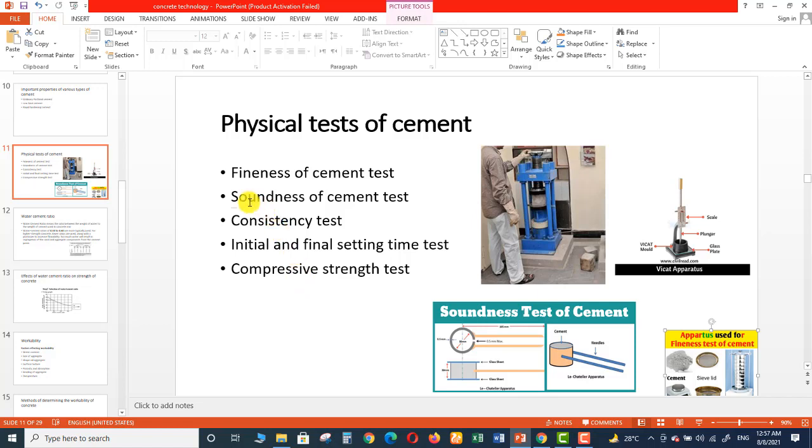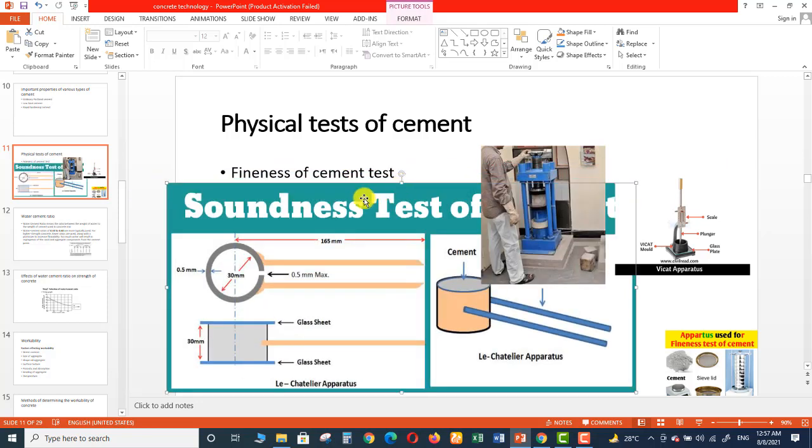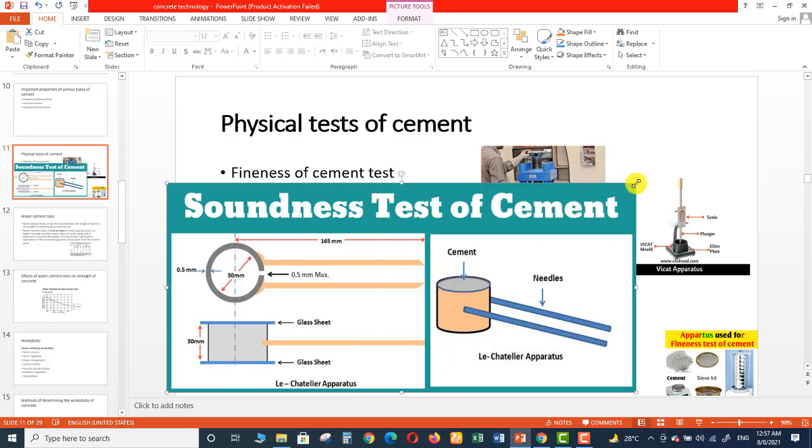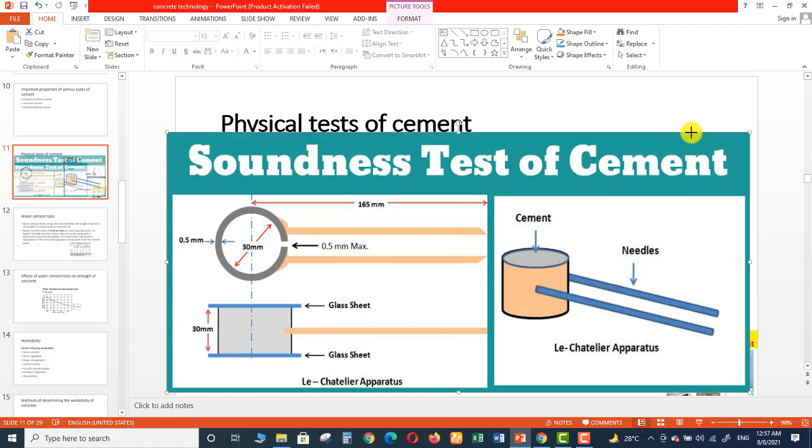So the next test we perform for cement is to check the soundness of the cement. Bring it to front. Okay, this is the device which we use for soundness test of cement. I think there is no need to go into the depth and details of the apparatus and how it performs. We just need to remember the name. Lichetier's apparatus. Lichetier's apparatus is the device which we use to find the soundness of a cement.